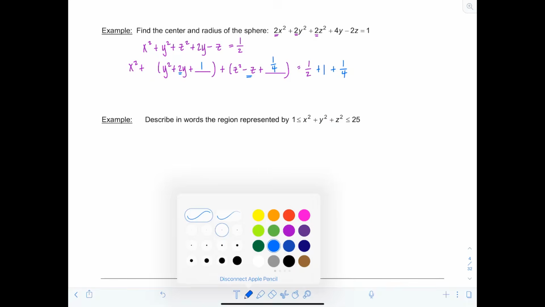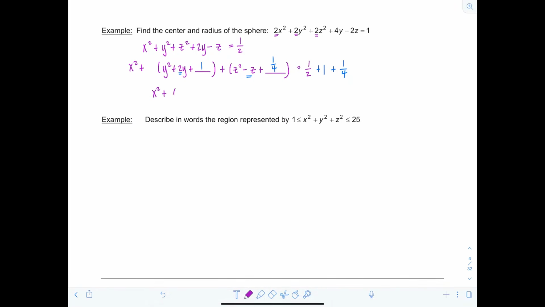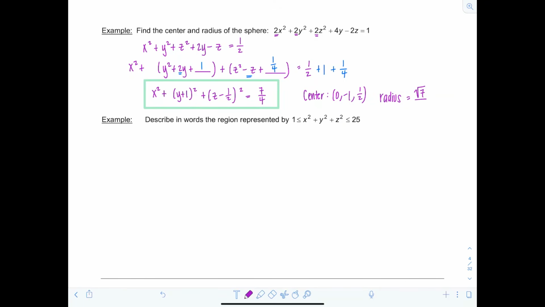So now I'm left with the equation x² + (y + 1)² + (z − 1/2)² equal to, let's see, this is going to be 2/4 + 4/4 + 1/4, which is 7/4. Beautiful. So let's box this, and then we'll list the center and the radius. So the center is at (0, −1, 1/2). And the radius, remember on the right hand side, it's r². So the radius is the square root of that. So we have √7 over 2.